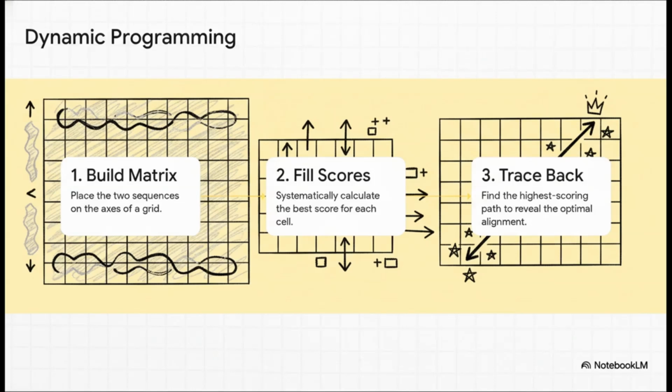It's this incredibly powerful method that breaks the whole problem down into 3 steps. First, you set up a grid, just like the dot plot. Second, you systematically go through and fill that grid with scores, calculating the best possible score for every single position. And finally, you find the highest score in the whole grid and trace your path backward. And that path reveals the single best, optimal alignment.